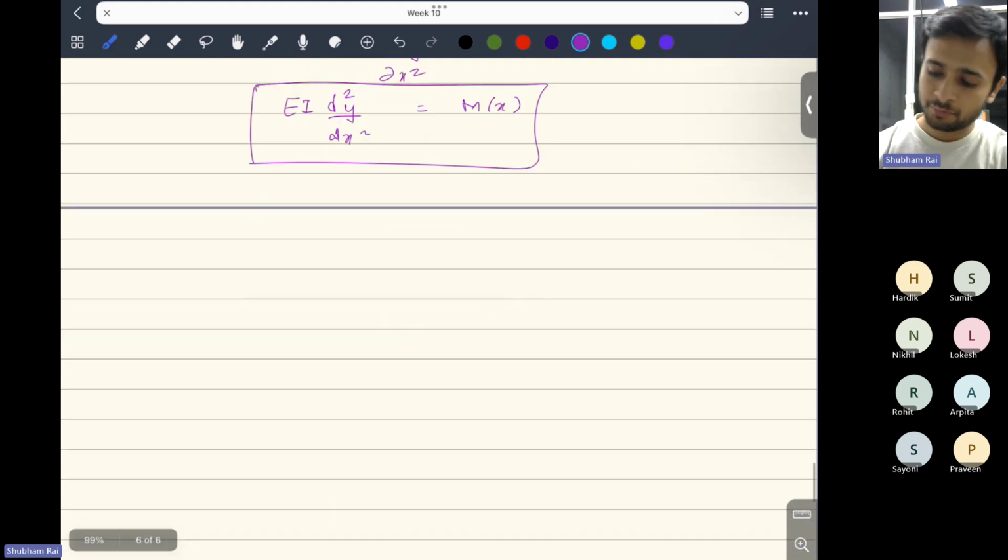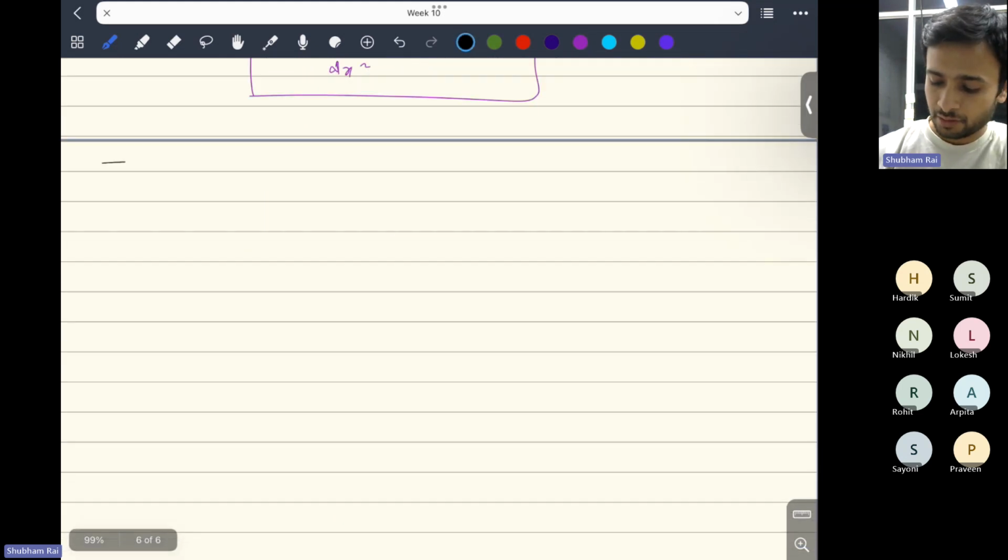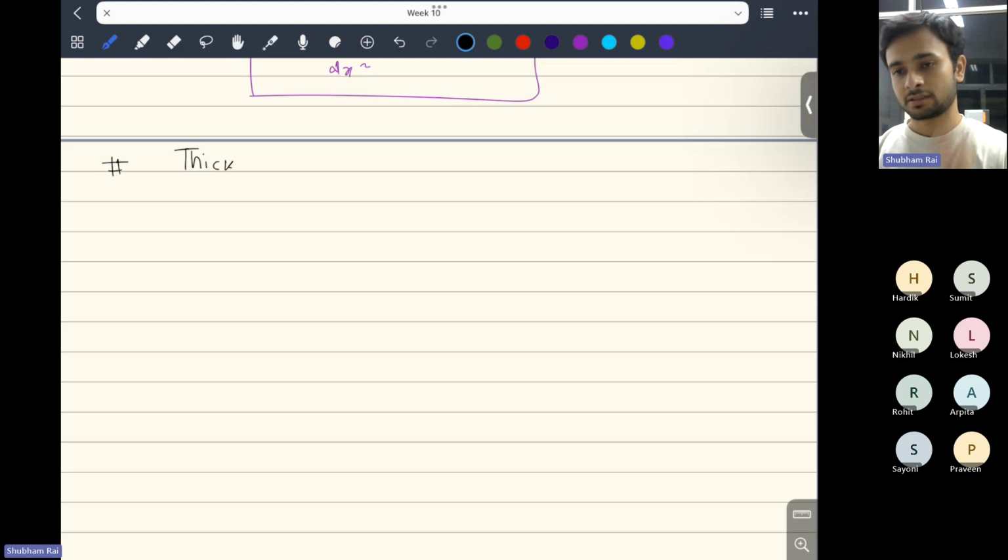Then we have Timoshenko beam theory, which is valid for relatively thick beams. In thick beams, the cross section is not perpendicular to the central line after deformation. So here we have two unknowns: one is the deformation of the central line, and the other is the rotation of the cross section. So we have Timoshenko beam theory.